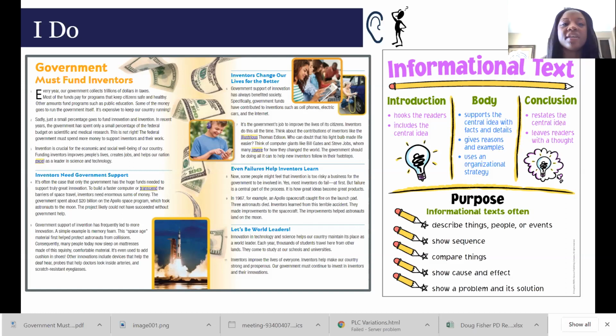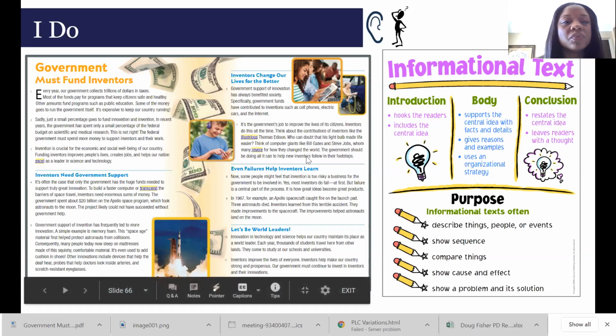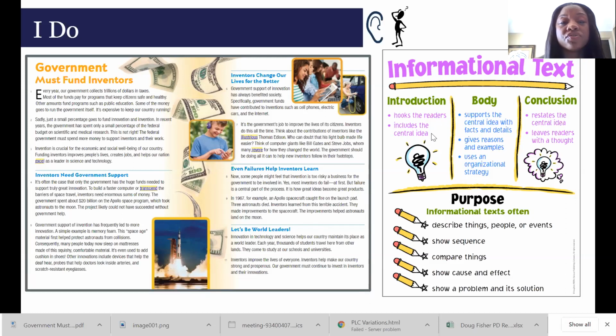I like that. What I would add is that in the introduction, even though it has the hook for the reader and includes the central idea, if I look at this part, it says, "Sadly, just a small percentage goes to fund innovation and inventions." I think that's also starting to set up the argument. So that's the background information of why it's there.